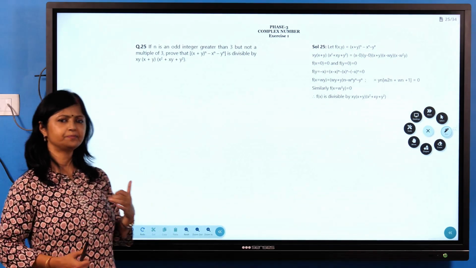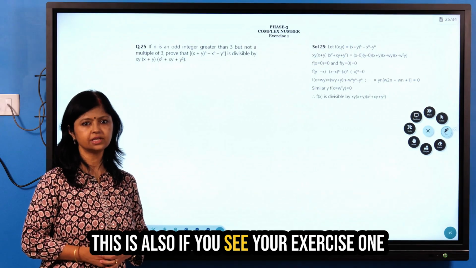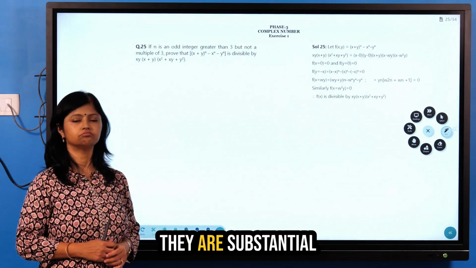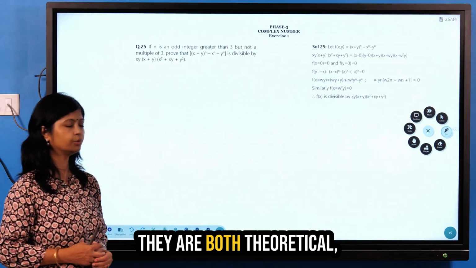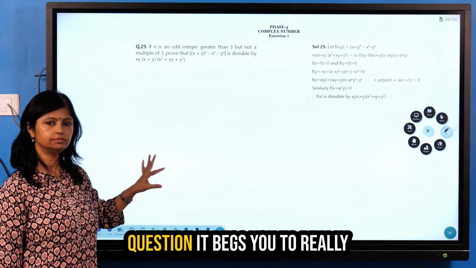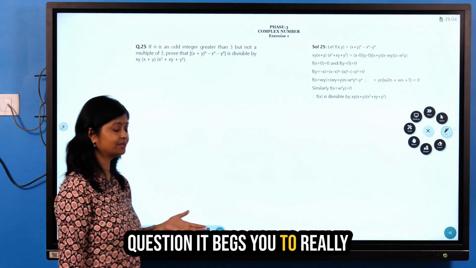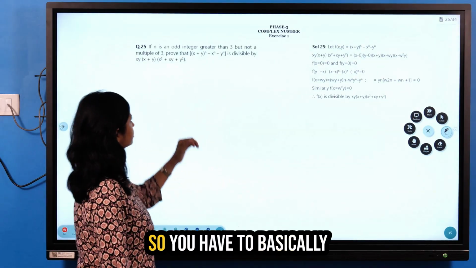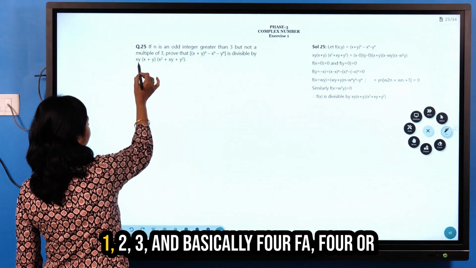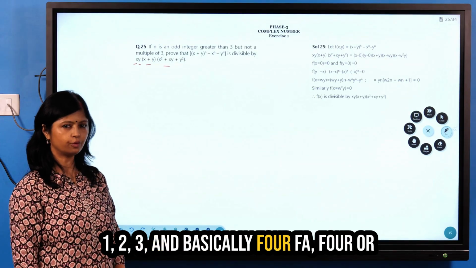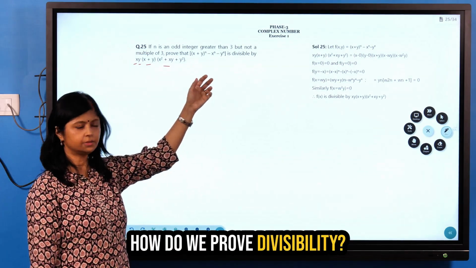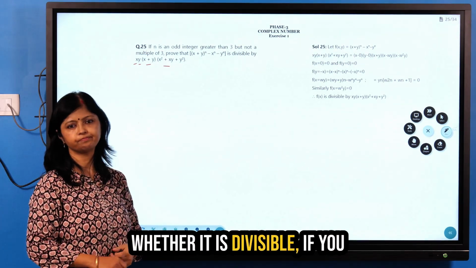All right. If you see your exercise 1, particularly the later questions, they are substantial questions in the sense that they are both theoretical and conceptual. So this question begs you to really remember your divisibility rule. You have to basically prove that this is divisible by the 4 or 5 factors given here. How do we prove divisibility?